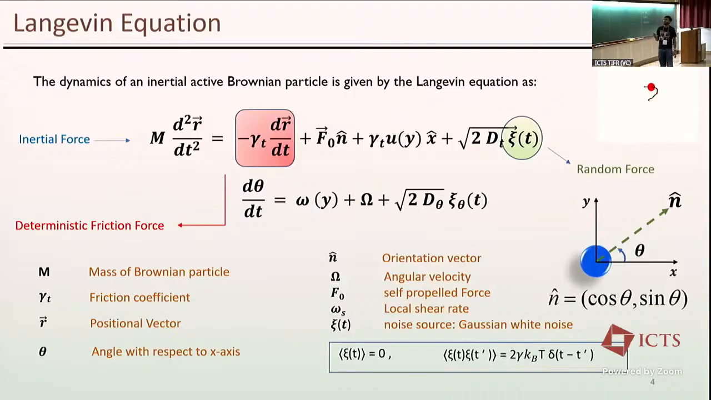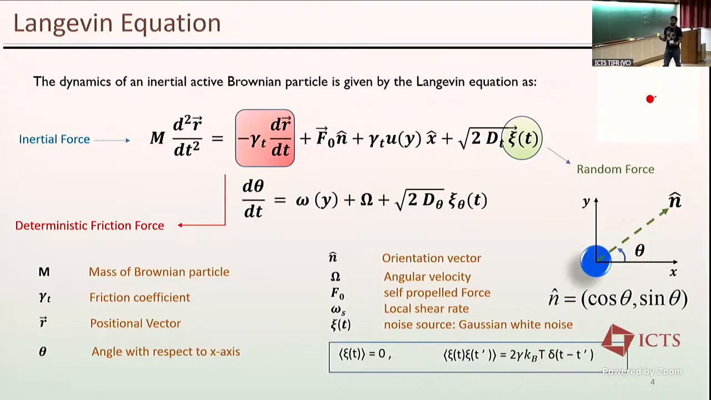So we model this system using the underdamped Langevin equation, where we have considered the inertia of the particle. The translational motion of the particle is governed by the force balance. The first term represents the inertial force. The second corresponds to the viscous drag from the surrounding fluid. This is the active force that drives the particle along its orientation, where n cap is the orientation vector. This is the advection from the surrounding Poiseuille flow, which acts along the channel direction, and this is the translational noise, modeled using Gaussian white noise.